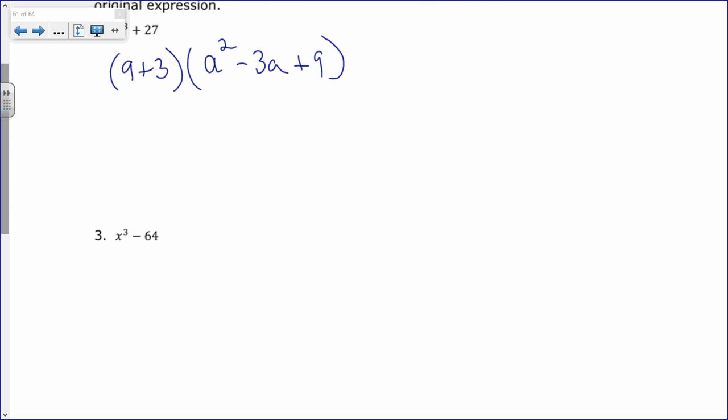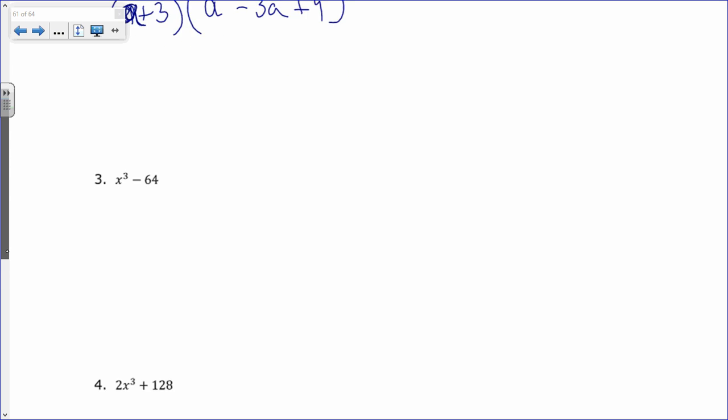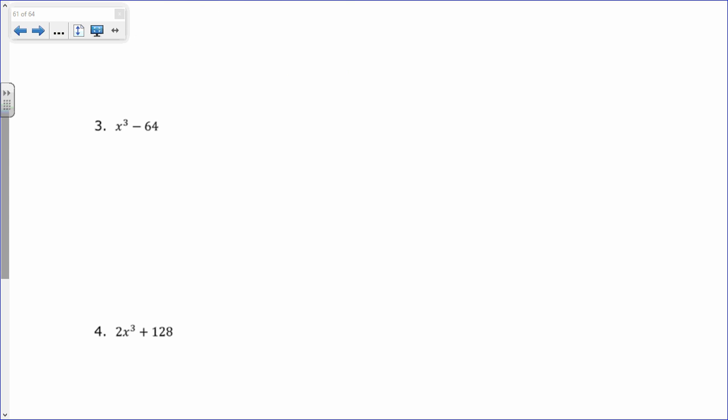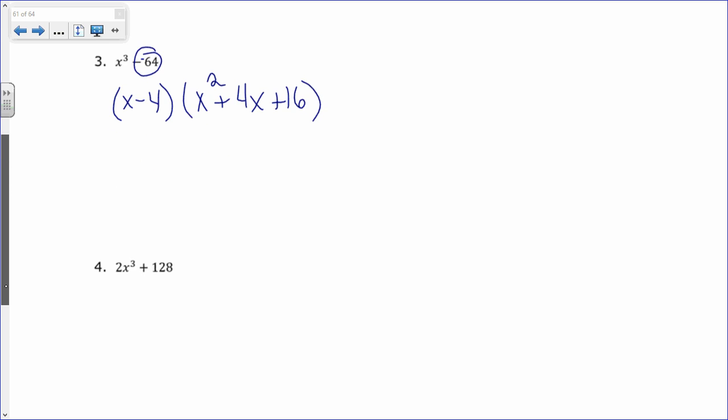And this looks like a 9. That's an A, really. I promise it's an A. So the next one, number 3, I have x cubed minus 64. Well, the cube root of negative 64 is negative 4, so it's x minus 4. And then I have x squared plus 4x plus 16, again coming from the other page, and just following my patterns.